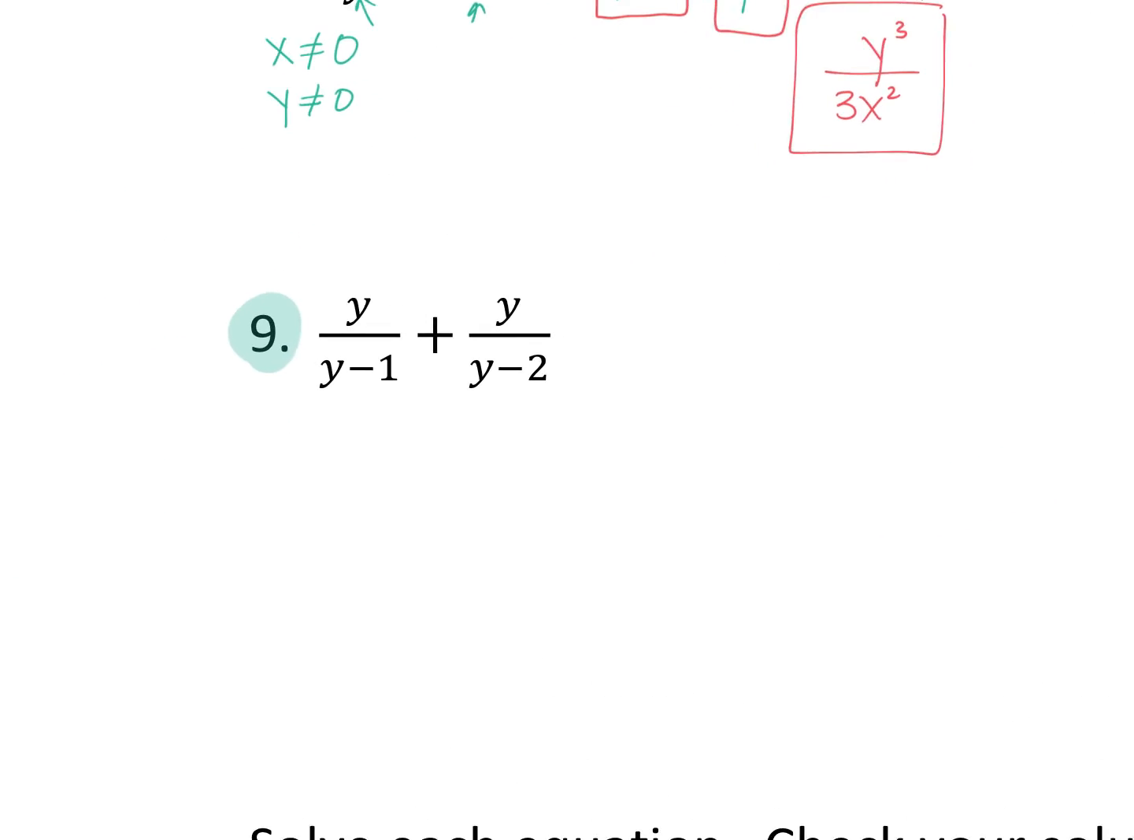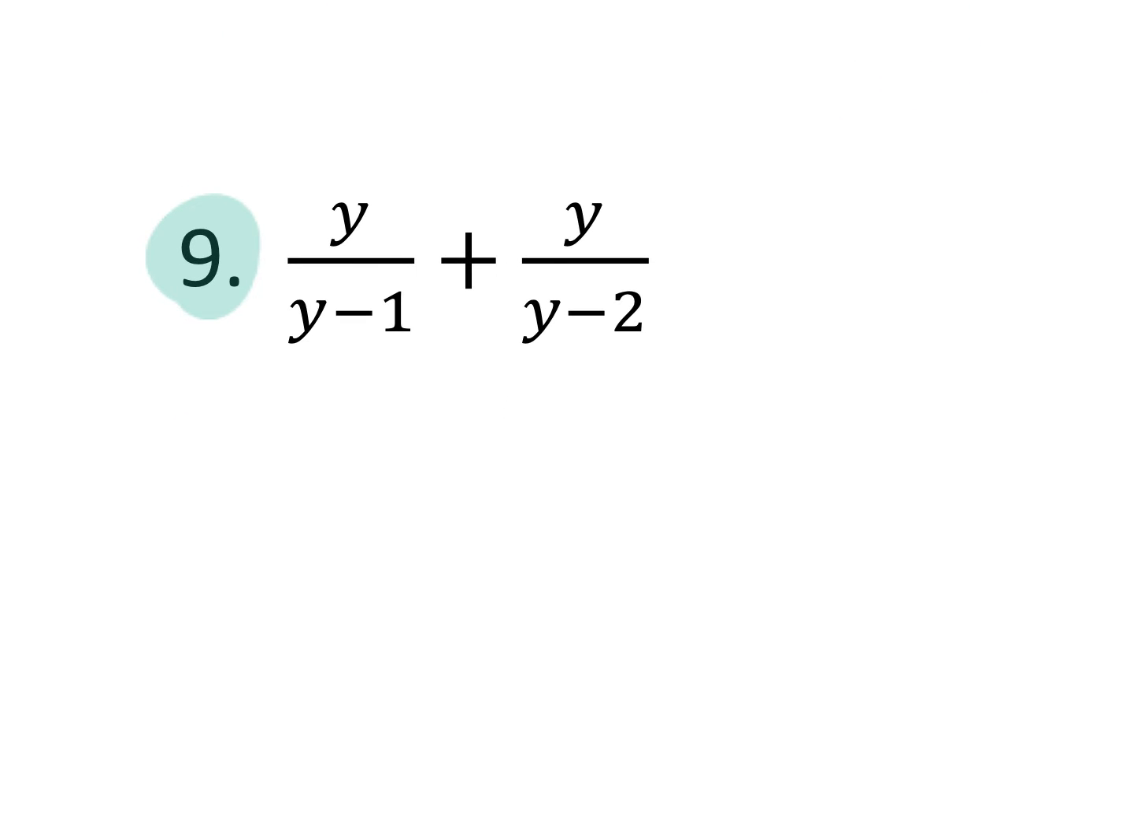Number 9. Okay, now we're adding. When you add, you need what? A denominator, right? Common denominator. Okay, so if we're going to find a common denominator here, and we have y minus 1 and we have y minus 2, what's our common denominator? Yeah, we're going to just multiply those two, right? That's our common denominator, okay?